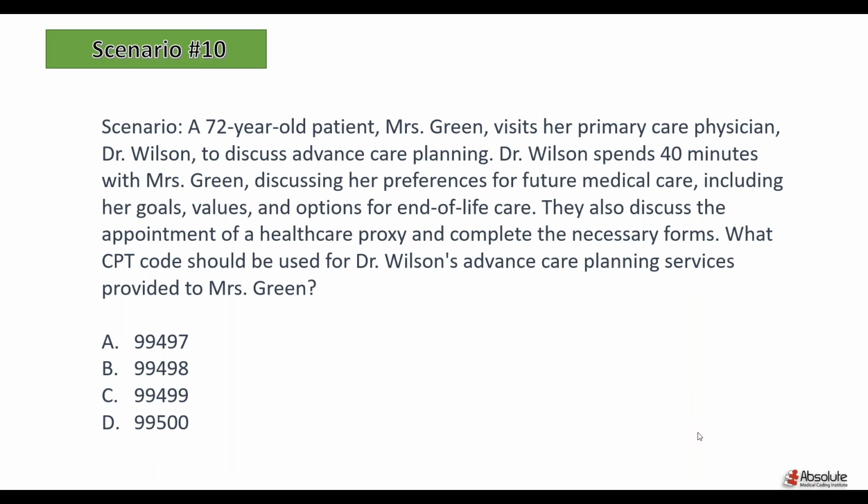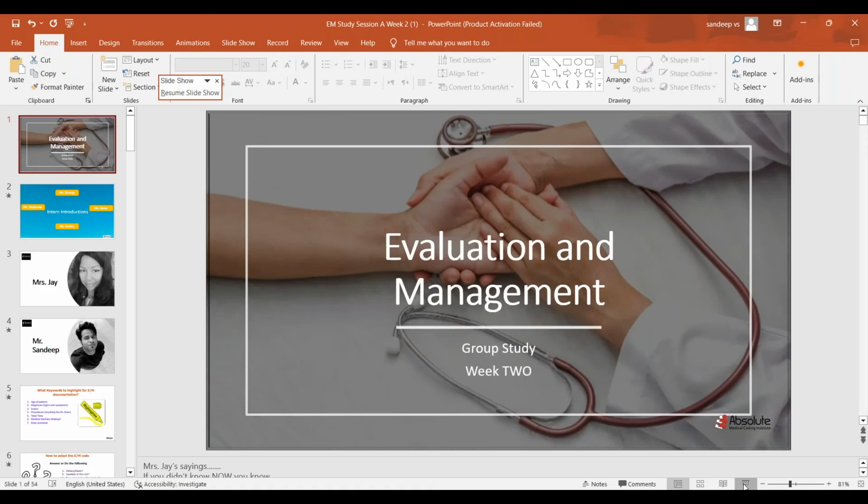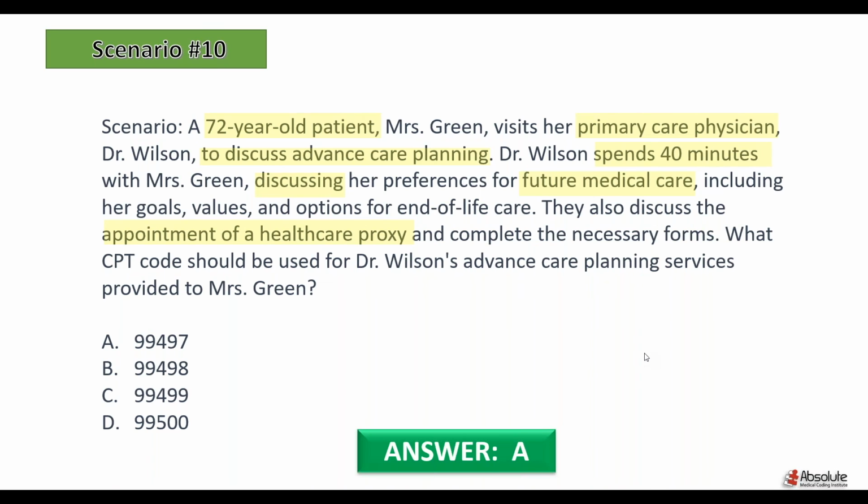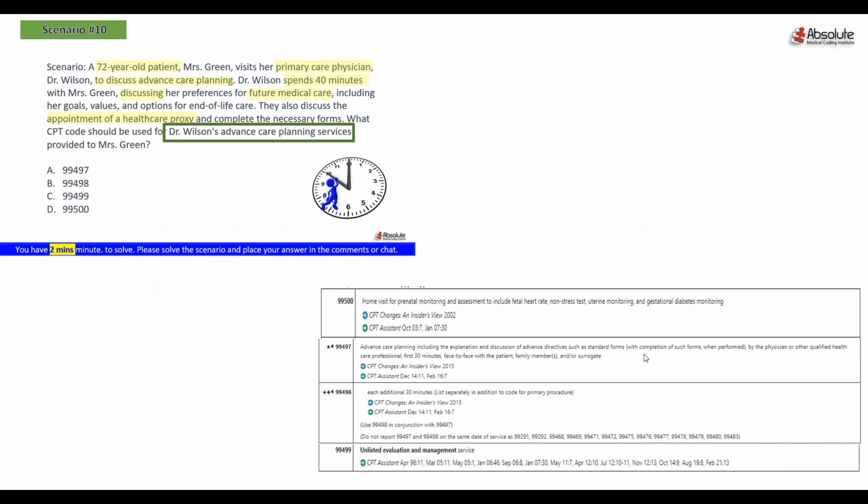And I think, Miss Dania, they didn't need 2 minutes to solve this one. They were right from the beginning answering these questions. So we have a 72-year-old patient who visits her primary care physician to discuss advanced care planning, spends 40 minutes discussing future medical care and appointment of a healthcare proxy. The correct answer is option A.